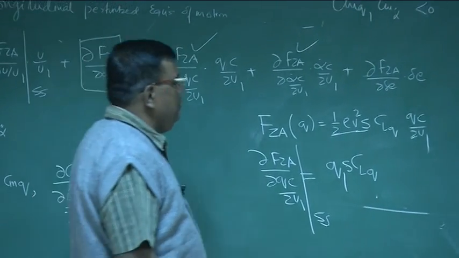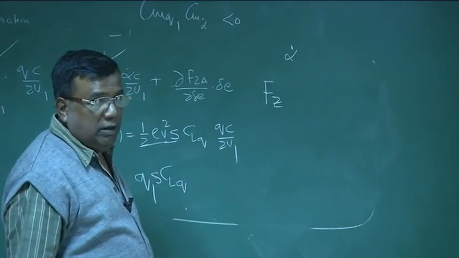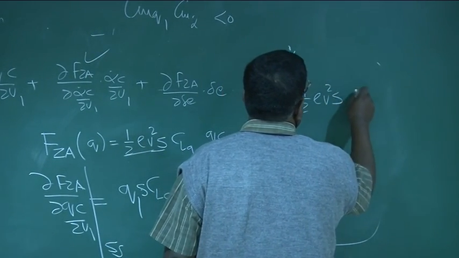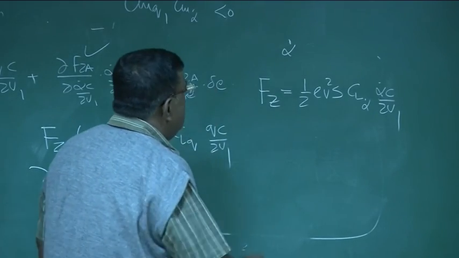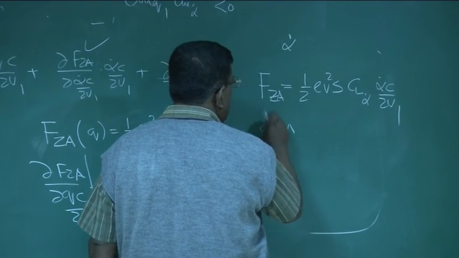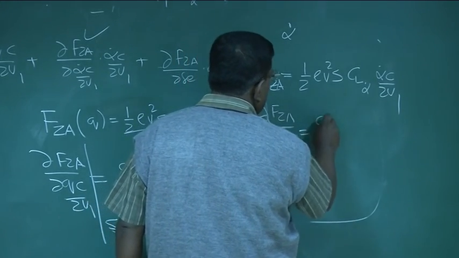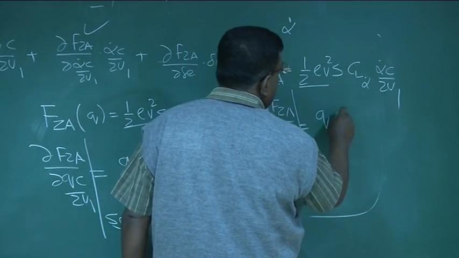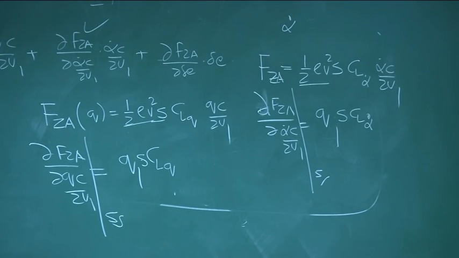Similarly, if you want to find out dFza by d alpha dot c by 2u1, again Fz only because of alpha dot, holding others constant, because we are trying to find out the partial derivative. So this will be half rho v square s cl alpha dot into alpha dot c by 2u1. So dFza by d alpha dot c by 2u1 will be nothing but q1, where this is evaluated at steady state. So half rho v square at steady state is q1 into s into cl alpha dot. Right? There is a slight mistake, if you could see that.